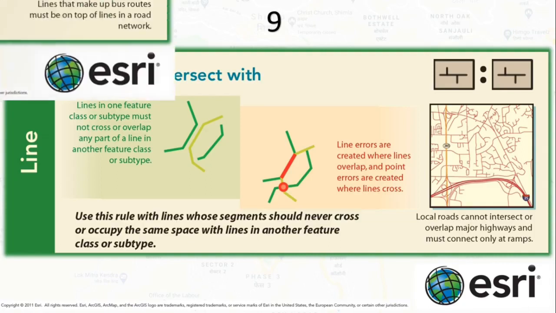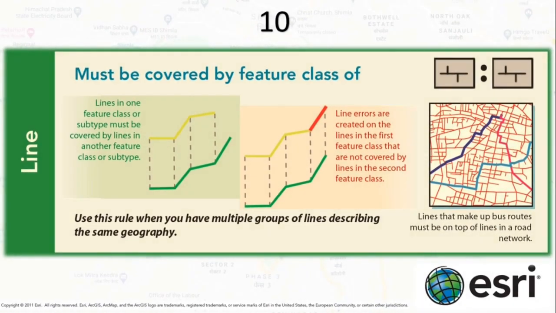Next is must be covered by feature class of. This requires that lines from one feature class or subtype must be covered by the lines in another feature class or subtype. This is useful for modeling logically different but spatially coincident lines such as routes and streets. A bus route feature class must not depart from the streets defined in the street feature class.